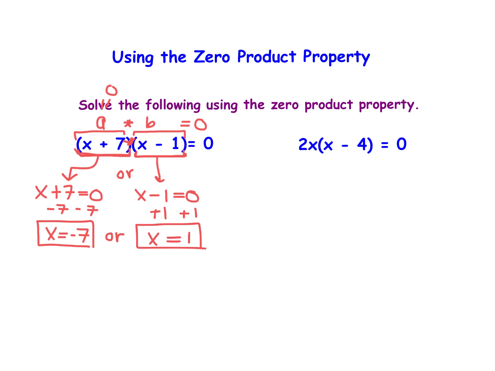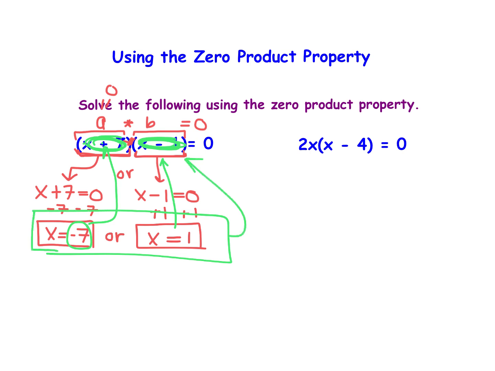And either one of these options, whether x is negative 7 and it goes in here and we have negative 7 plus 7 and this whole thing equals 0, or x equals 1 and we have 1 minus 1 and this whole thing equals 0, if we have x as one of these two values, this statement will be true because we'll have something times 0 and that will result in a product equaling 0.